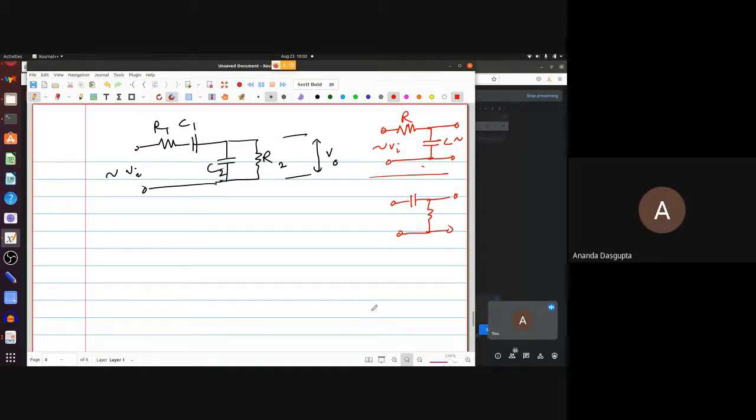Okay, it's just a convention, right? So you have to settle on something. Will this be RC or will this be CR? Okay, anyway, the name doesn't really matter. What matters much more is here. Will you expect the output to lead or lag the input?